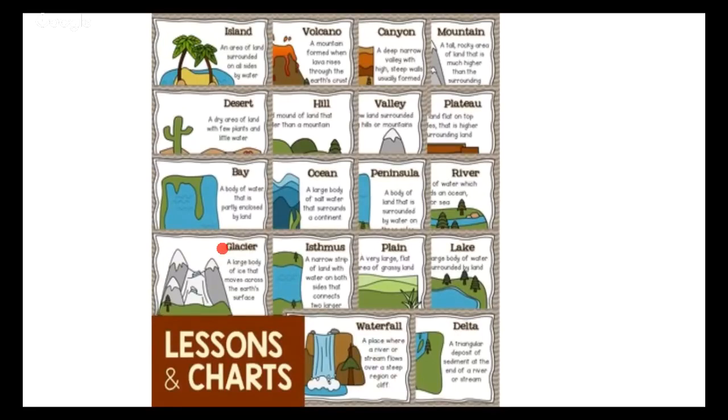Remember, the peninsula is when we have water on 3 sides of land. But a bay is when we have water being surrounded on 3 sides by land. So it's kind of reverse there. And the gulf would be just a large bay. Ocean, large body of salt water that usually is connected with continents. Peninsula, a body of land that is surrounded by water on 3 sides. A river. What's a river?